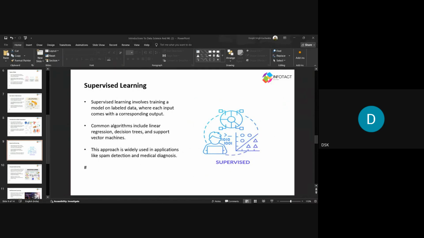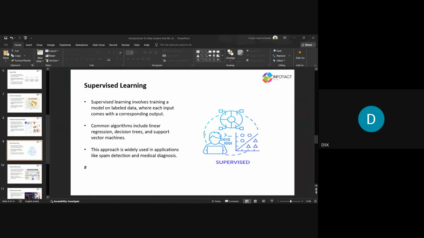Now we'll see the different types of machine learning. First is supervised learning. You can think of this like learning with a teacher. The machine is given data that is already labeled with the correct answers. So the goal here is for the machine to learn the relationship between the input and the output.